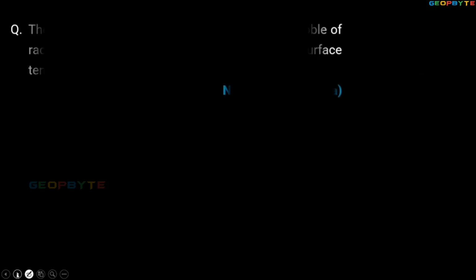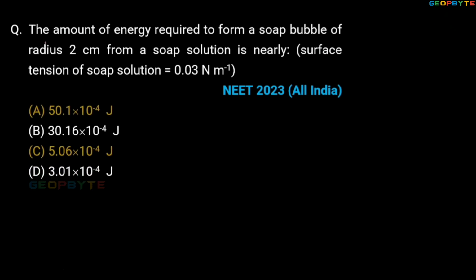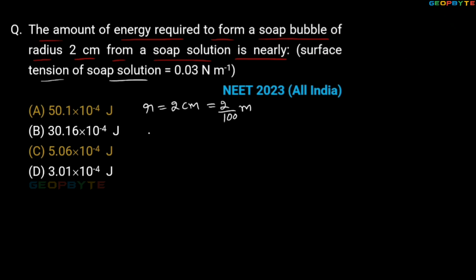Okay, look at the screen. It is asking like this: the amount of energy required to form a soap bubble of radius 2 centimeters from a soap solution is nearly. Given the radius of the soap bubble is 2 centimeters, that is 2 by 100 meters, because 1 meter equals 100 centimeters. And look at the surface tension for the soap solution. Surface tension T equals 0.03 Newton per meter.